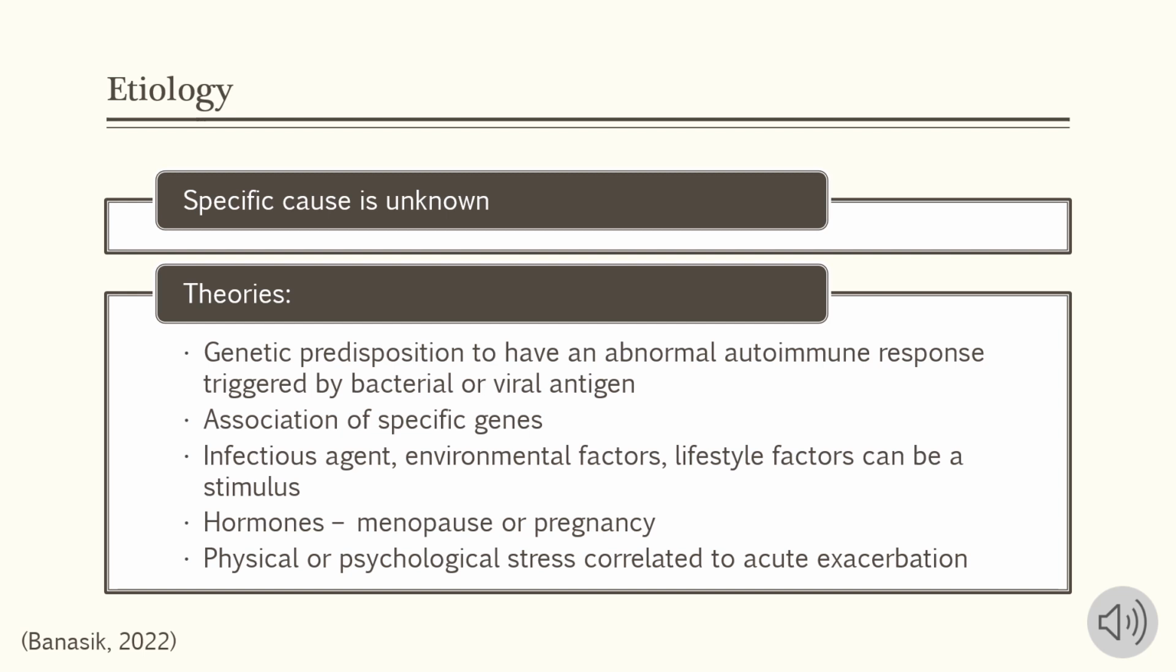So the specific cause of rheumatoid arthritis is unknown. There are several theories surrounding genetic predispositions to immune responses, specific gene factors, environmental factors or lifestyle triggers. There are some theories on hormone involvement, specifically with menopause and pregnancy, which obviously only affects women. And stress is something that is posited to affect or trigger rheumatoid arthritis.